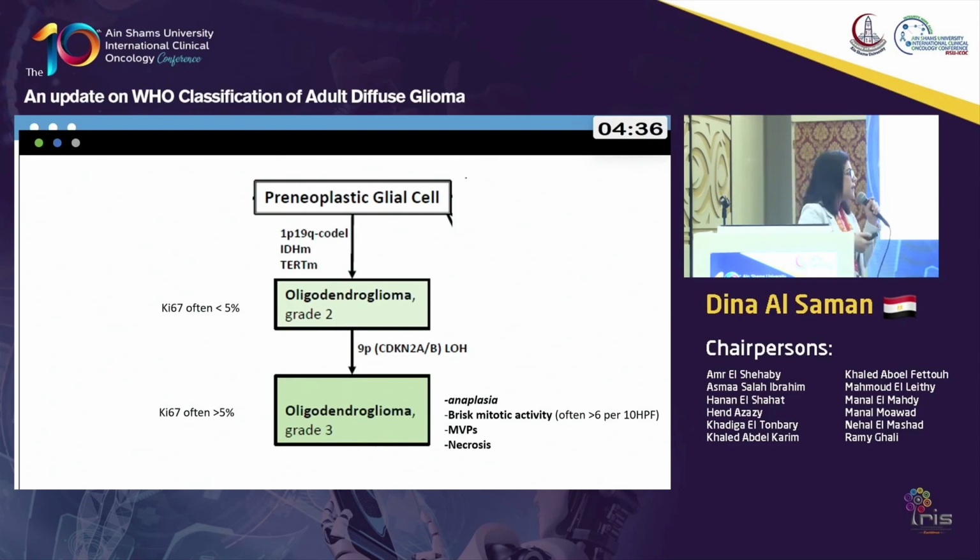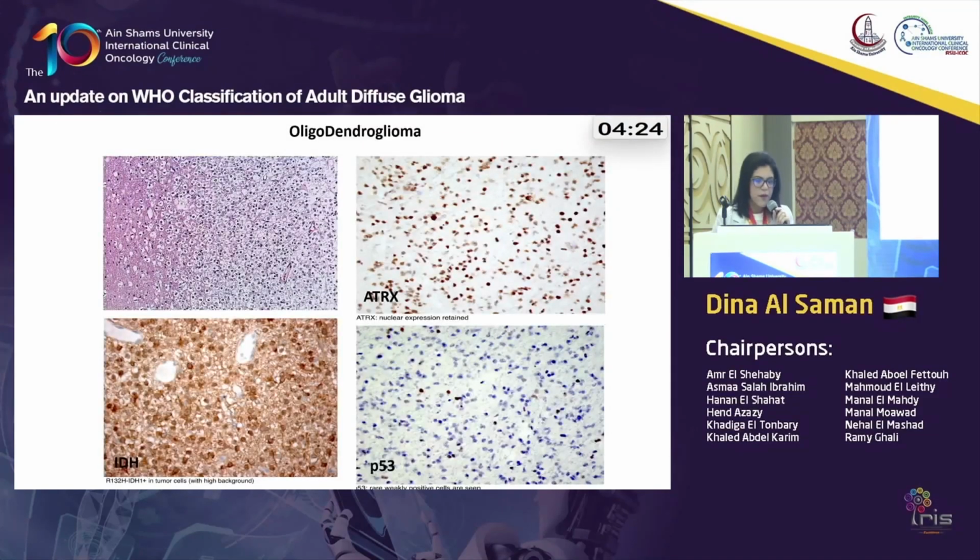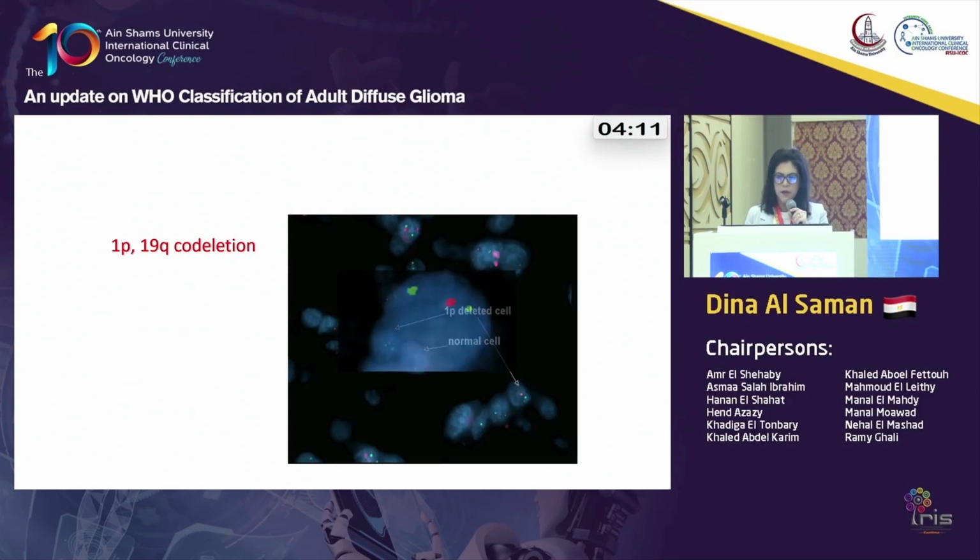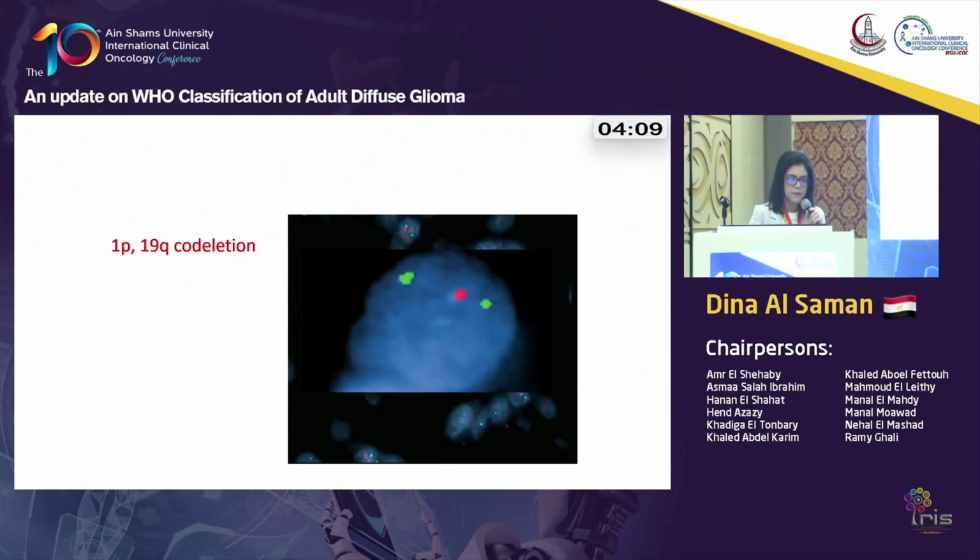Of course, besides the presence of MVPs, microvascular proliferations, necrosis, and brisk mitosis. Okay, the Ki67, again, all the time is a supporting thing to elevate the grade for sure. This is how the oligo looks like. We have the ATRX, retained nuclear expression, the IDH is positive and mutant. The P53, as you can see, is wild. Okay, this is how it looks like on a FISH.